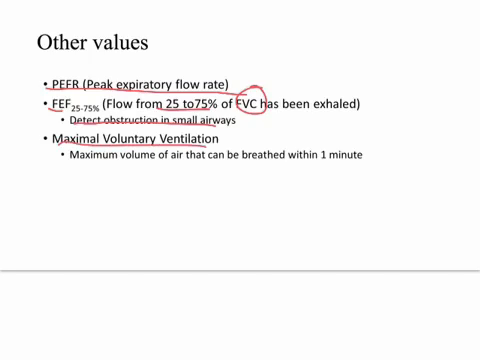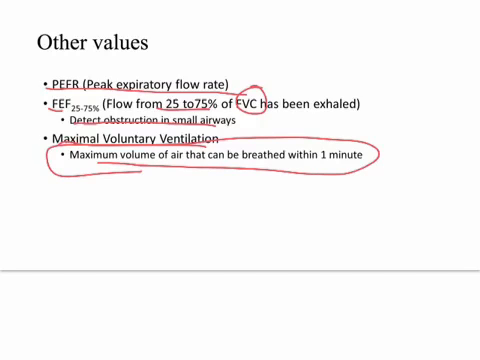The other thing is maximal voluntary ventilation. This is the maximum volume that a person can breathe in 1 minute. They start to breathe as much, as fast, and as hard as they can for a whole minute, and it's the whole volume that they've been able to breathe in and out in that time.